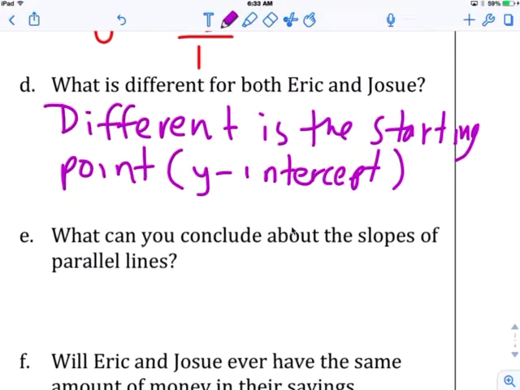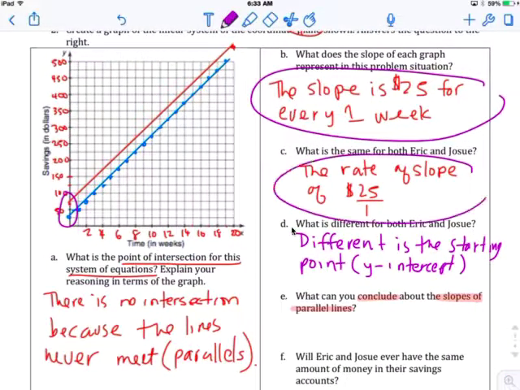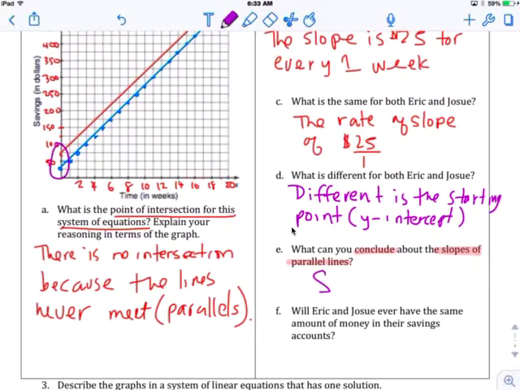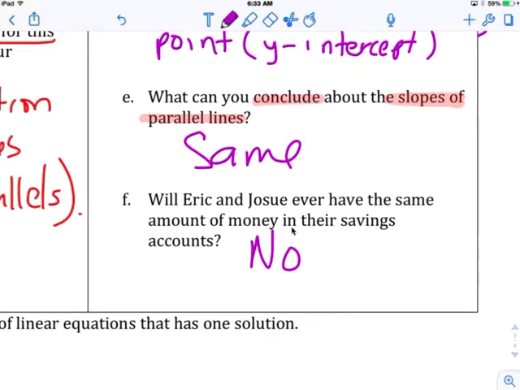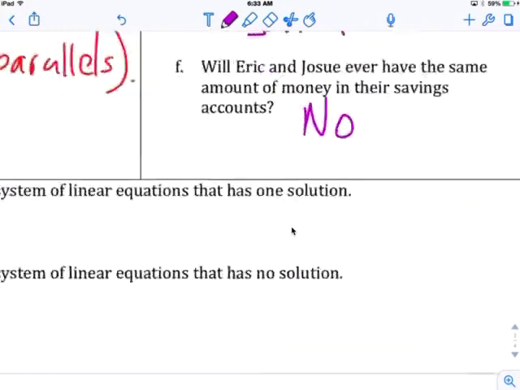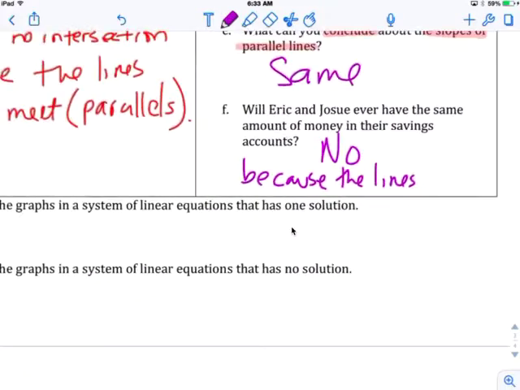What can you conclude about the slope of parallel lines? The slope, or the rate of change, is the same. Okay? Will Eric and Josue ever save the same amount in their savings? No. They'll never save the same amount because the lines never meet to be the same.